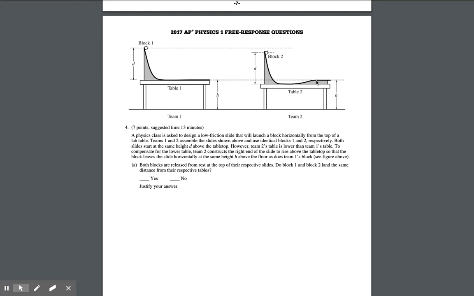What you're asked to do: if both blocks are released from rest at the top of their respective slides, do block 1 and block 2 land the same distance from their respective tables? Yes or no, justify your answer. So in paragraph form, you're picking one and you're justifying your answer. Again, if you pick the wrong answer and your justification is physically accurate, you will still get points.